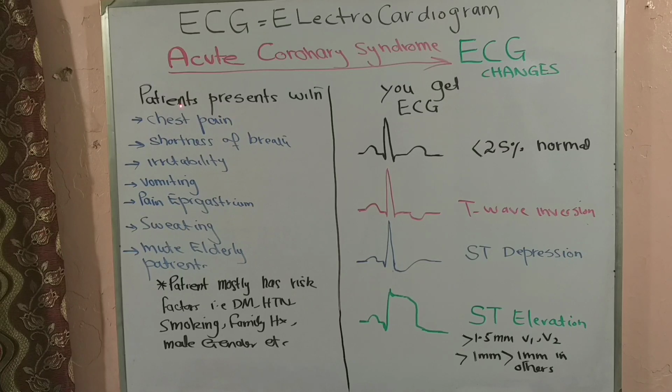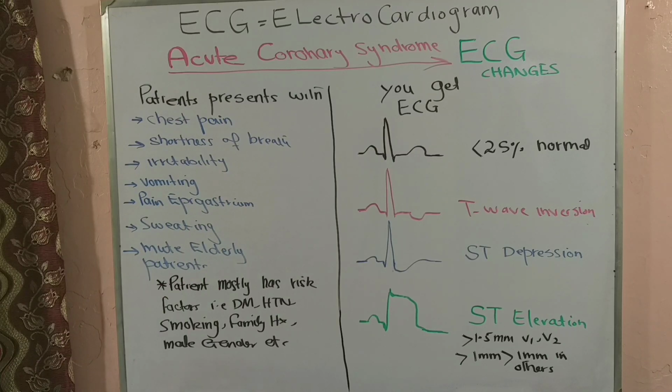So when these patients present to the emergency department or the critical care unit, they come most of the time with chest pain, shortness of breath, irritability and vomiting, pain in the epigastrium. They may be having sweating, or in the elderly cases they are mute.